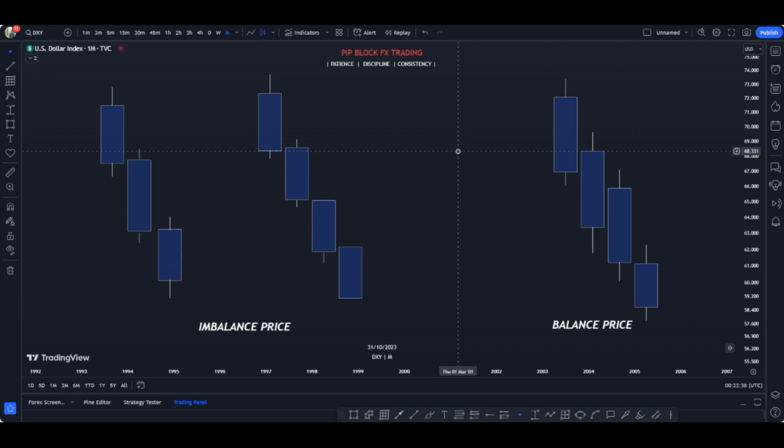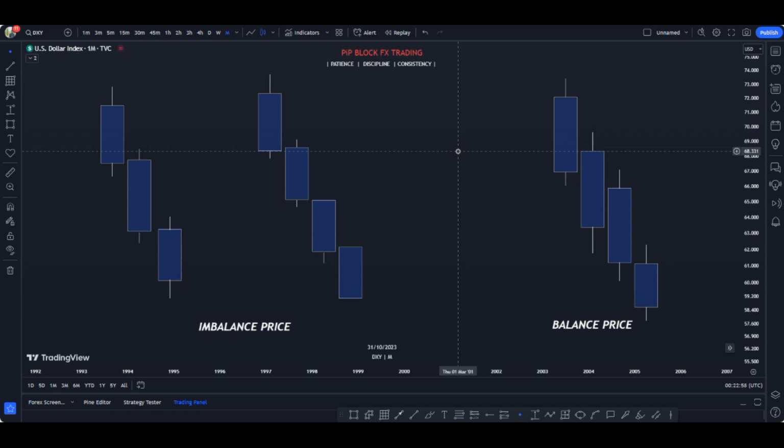when it comes to the forex market, we know that once price is moving, we expect price to be balanced. Okay, so if price is moving in a bullish trend, we expect price to be balanced. If it's moving in a bearish trend, we expect price to be balanced. All right, so let's just go to the chart and see what we are looking at.